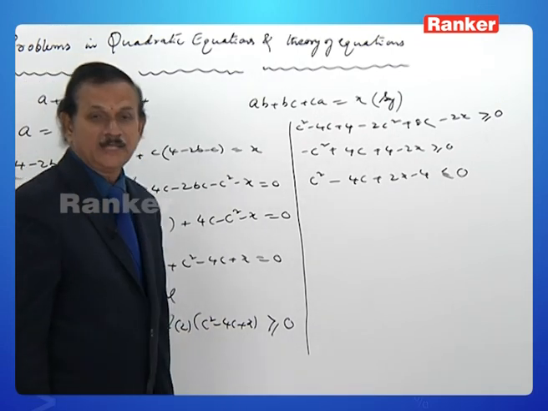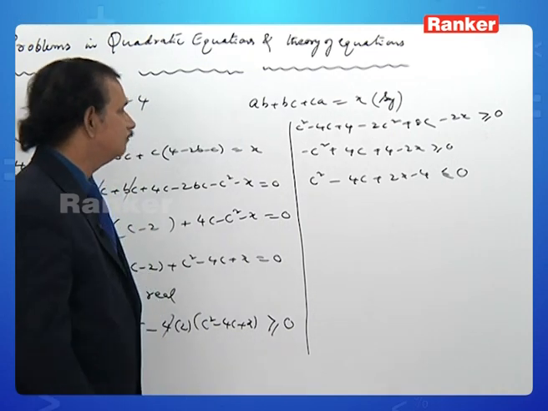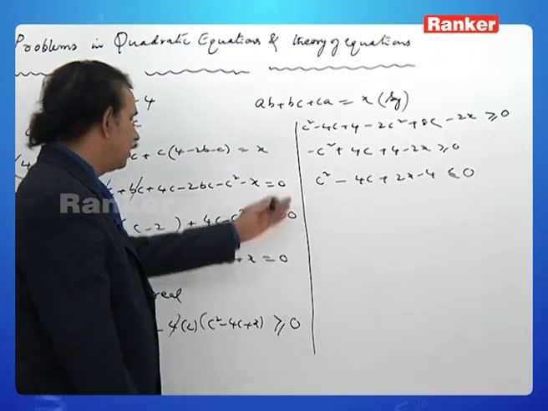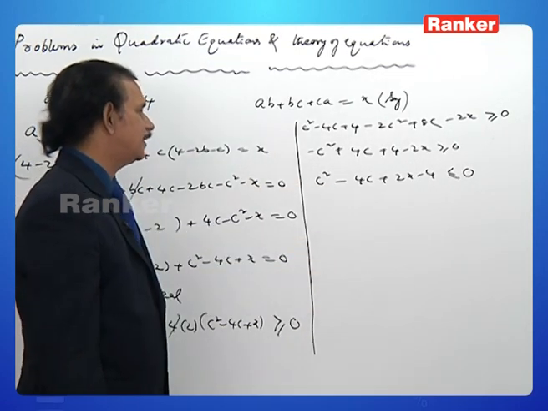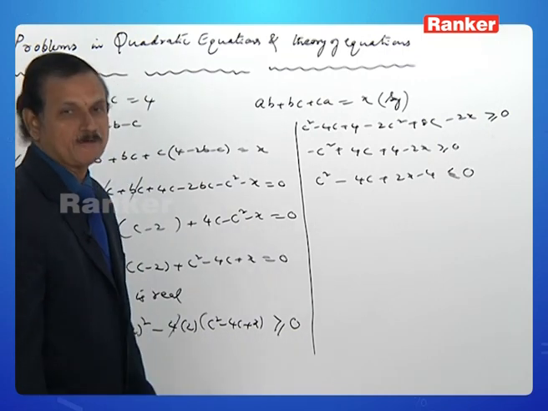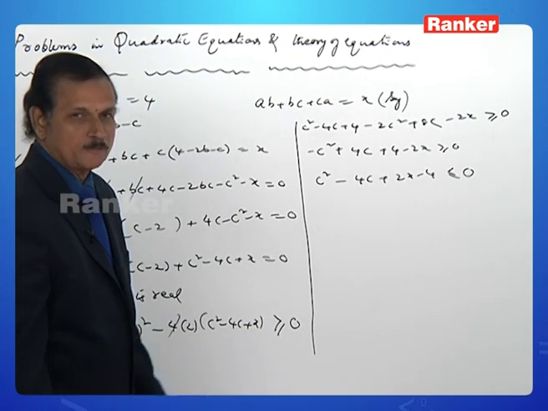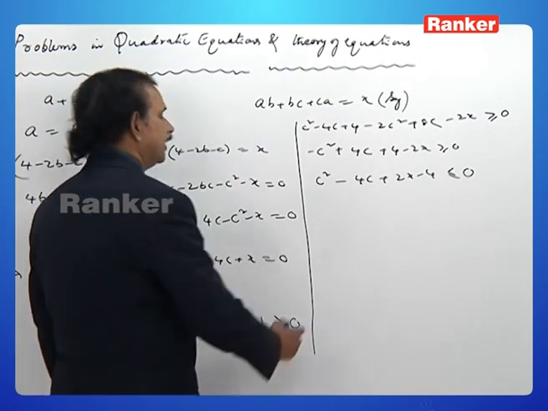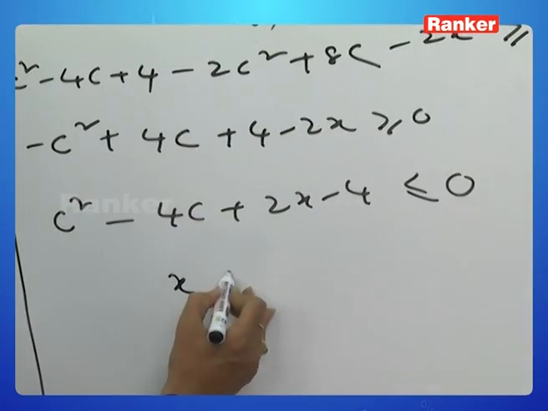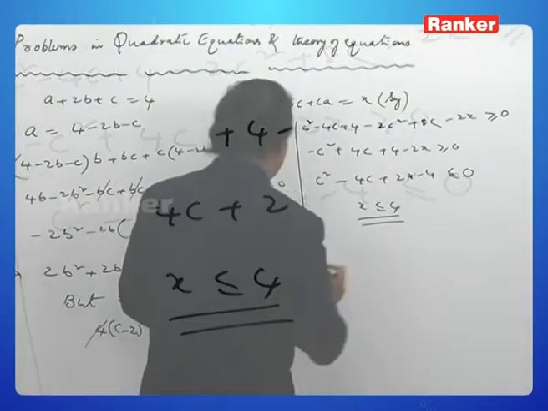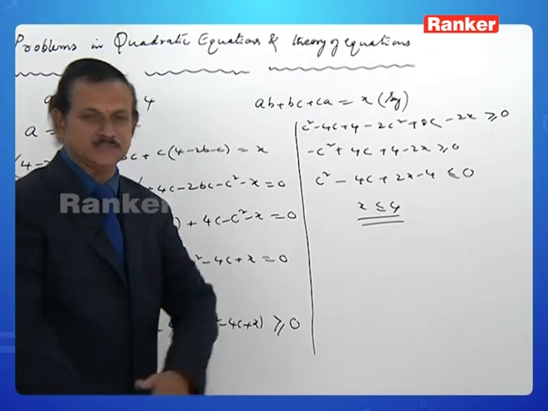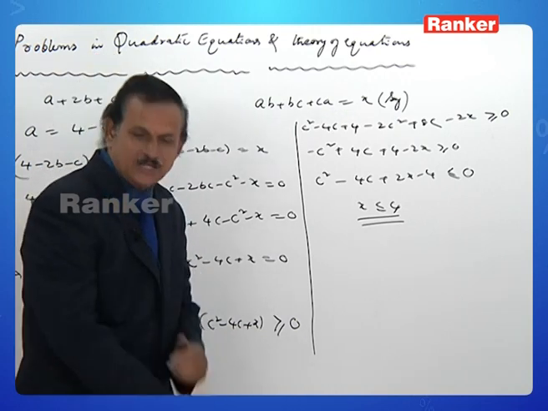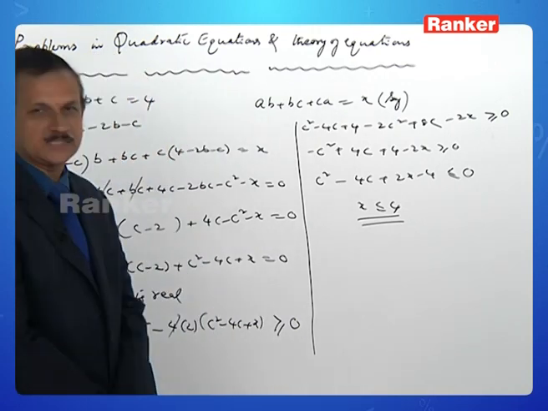Therefore, here we have C also real. The roots of this quadratic, C square minus 4C plus etc., must also be real, so its discriminant must be greater than or equal to 0. If you apply that, you can easily recognize that X is less than or equal to 4. So, what is the maximum value of X here? At most 4. It can never exceed 4. X less than or equal to 4. So the maximum value of X is 4.